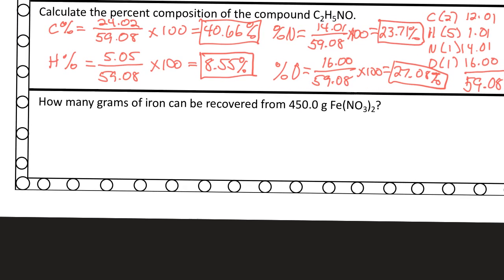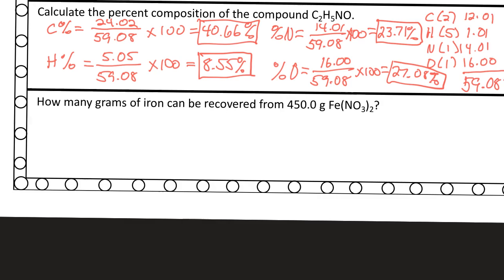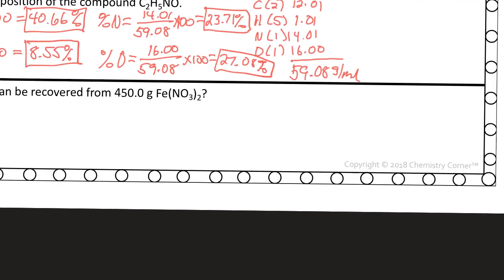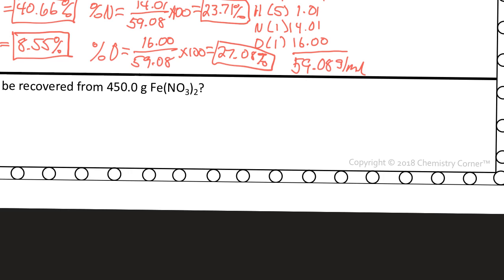Now, this one's a little different. How many grams of iron can be recovered from 450.0 grams of Fe(NO3)2? So first thing I'm going to do is calculate what is the weight of Fe(NO3)2. And I'm going to start way over here so I have lots of room. So I've got iron, I have nitrogen, I have oxygen. Iron, I only have 1. Nitrogen, I'm going to have 2 because we've got a 2 outside of that parentheses. For oxygen, I'm going to have 6 because 2 times 3 is 6.